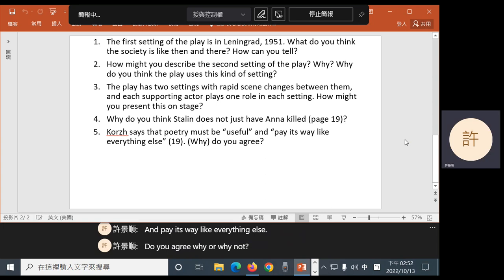So let's distribute the questions. Question one will go to group five. Question two will go to group one. Question three will go to group two. Question four will go to group three. And question five will go to group four. I'll give you 10 minutes to discuss your question.